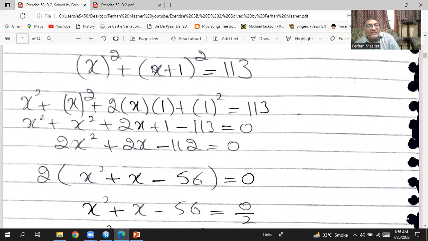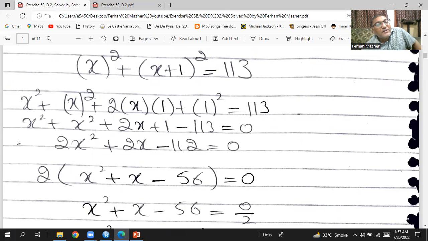So this is x square. This will be opened by the formula a plus b whole square: square of the first term plus 2 into first term into second term plus square of the second term. So we will have x square plus 2x, 2 into x into 1, plus 1 square equals 113.